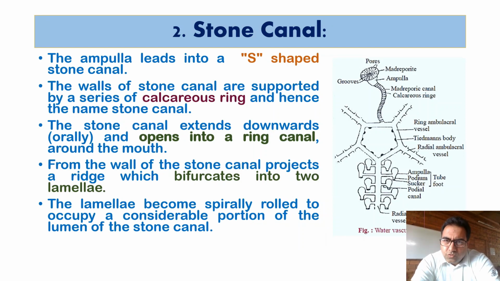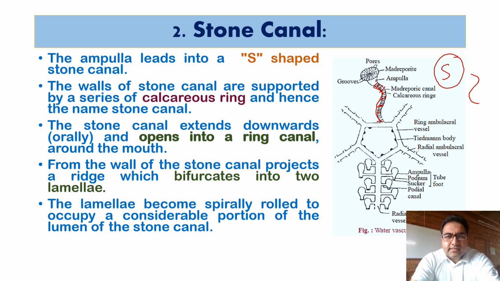Now the second is the stone canal. This ampulla leads to the stone canal. This is the S-shaped stone canal, supported by calcareous rings. That is why it is shown as lines here. These depict the calcareous rings, and hence it is calcareous in nature. That is why it is called a stone canal.